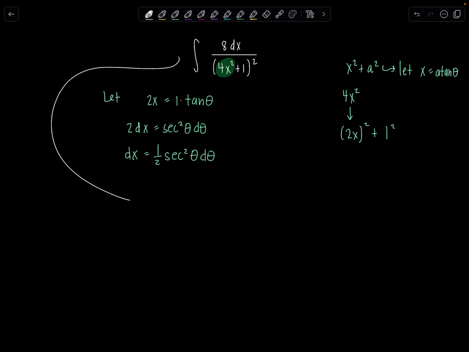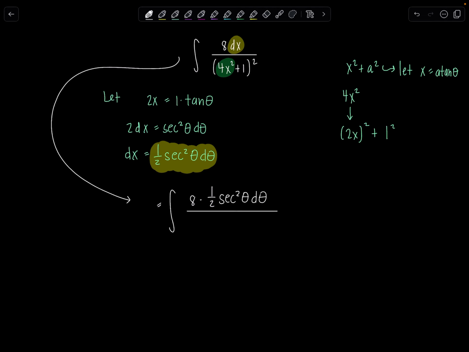All right, so now let's go back to the original problem and rewrite it all in terms of theta. So we've got 8 times, instead of dx, 1/2 secant squared theta d theta over, now 4x squared is tangent theta squared, so I'll write tan squared theta plus 1, and all of that gets squared. Okay, 8 times 1/2, that's 4. Let's put that outside the integral, so it doesn't stress us out any more than it needs to.